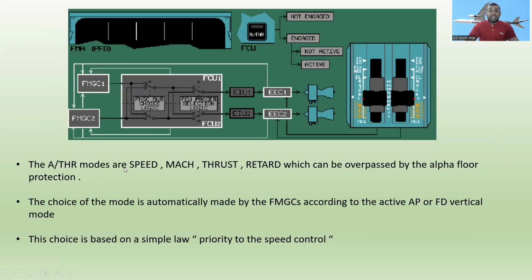And the autothrust modes are speed, Mach, thrust, and retard, which can be overridden by the alpha floor protection. Remember, the choice of the mode is automatically made by the flight management guidance computer according to the active autopilot or flight director vertical mode. So this choice is based on a simple law: priority to the speed control.